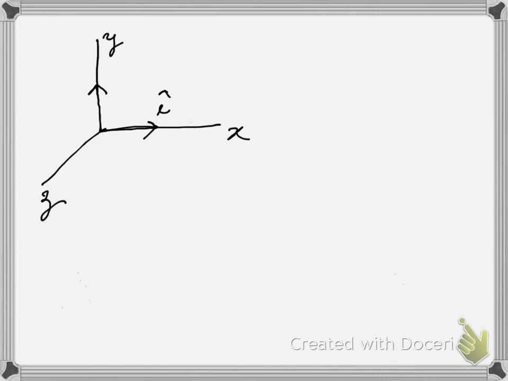Directions. Basic directions are X, Y and Z. I cap is the direction of x-axis, j cap is the direction of y-axis, and k cap is the direction of z-axis. These are fundamental directions.